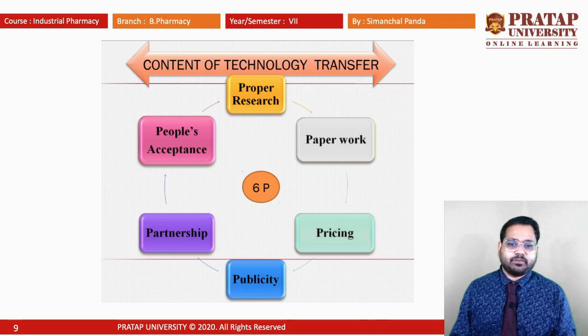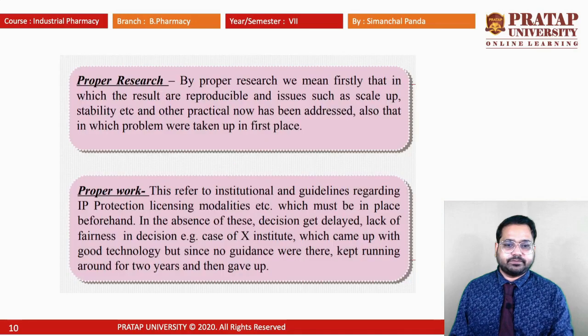The next one is partnership. Anything that has been researched, developed, processed and brought to market has to collaborate with different companies to make large scale marketing possible. So this is another P. Then people's acceptance. If we do not give proper demonstration to the people, and do not teach them what the requirement is and where they can use it, then the people will not accept it and the demand will not increase. So these are the different contents of technology transfer.